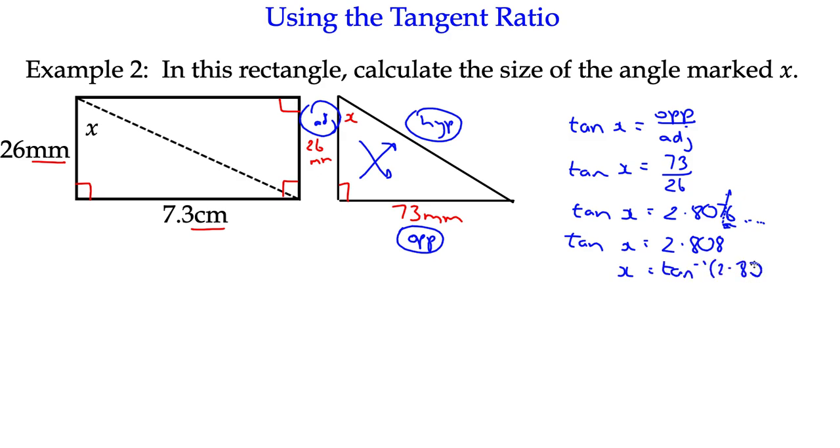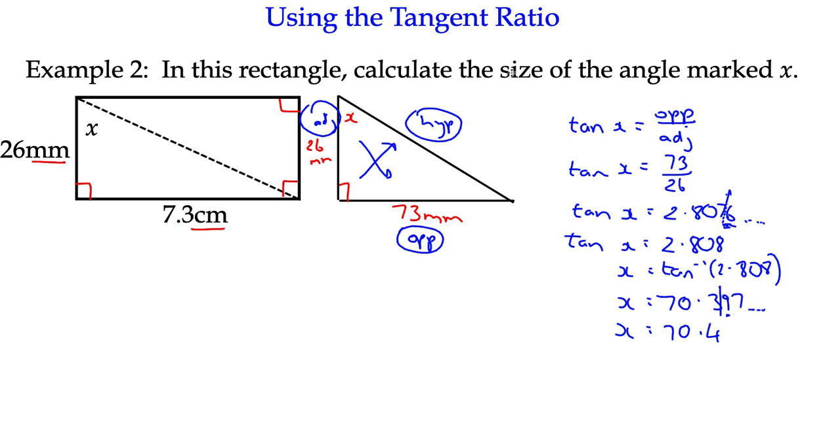And that's when we use our shift button on the calculator. Hopefully you remember practicing that in the previous questions. Shift tan 2.808, and I get 70.397, and that's in degrees. Let's cut it to one decimal place. 70 point, cut it at the 9. 9 says round up, so 3 becomes 4.